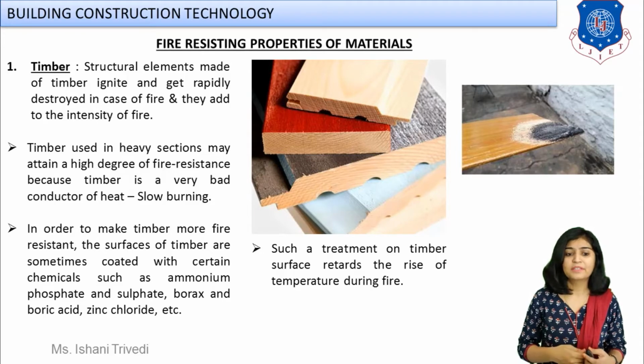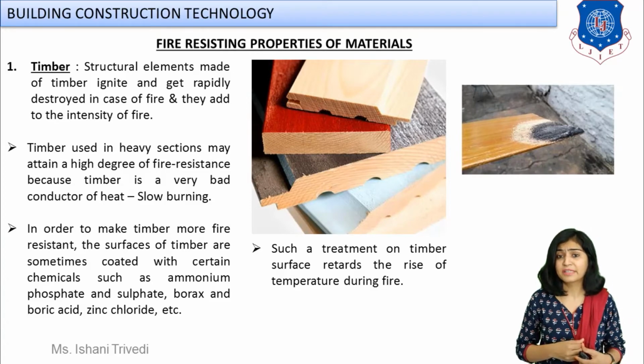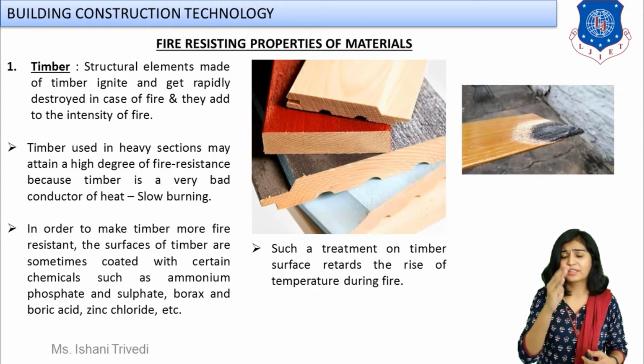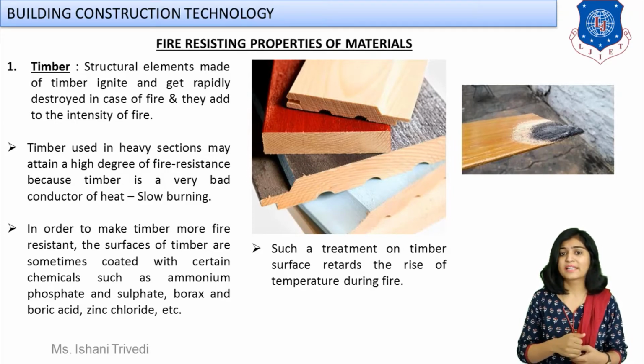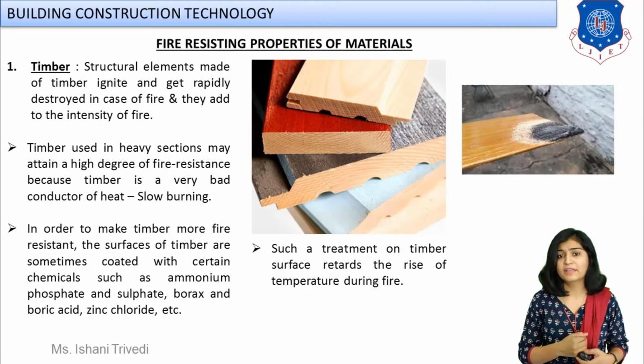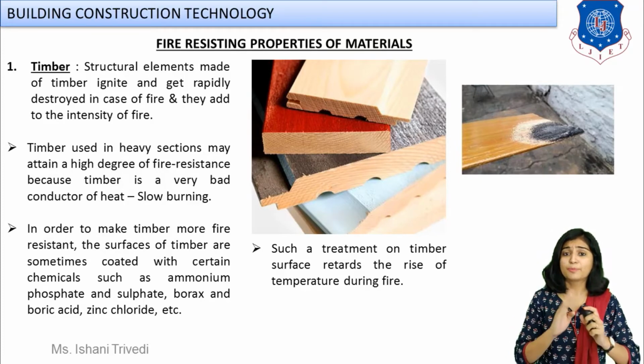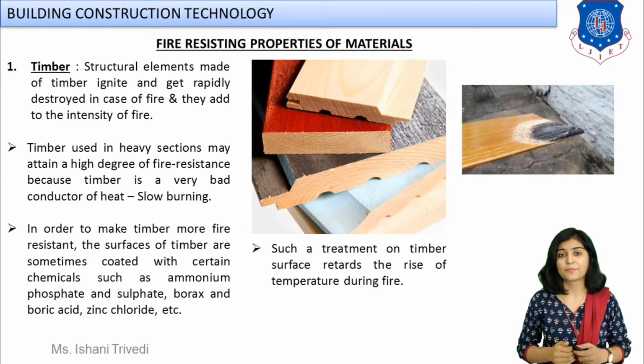So in order to make timber more fire resistant, the surface is coated with certain chemicals. Now what are those chemicals? You can see in the image the timber board is covered with different colors. It can be borax, ammonium phosphate, sulfate, or zinc chloride. By all these chemicals you can provide a solution covering. So by providing such a coating, the spread of fire will be decreased.